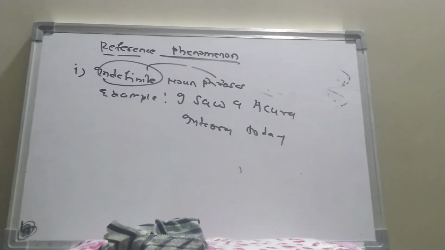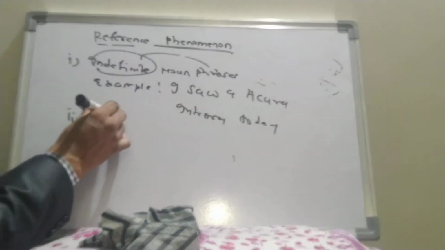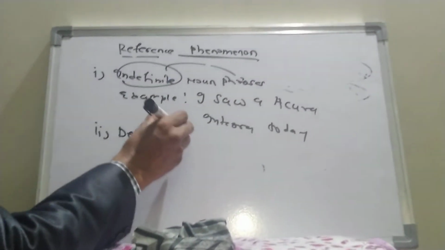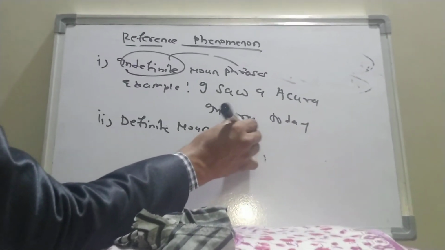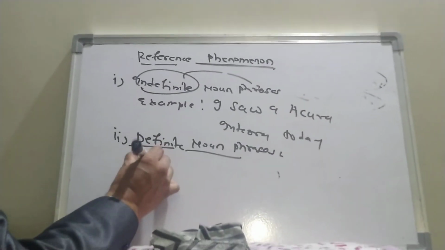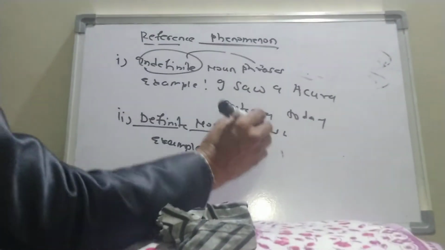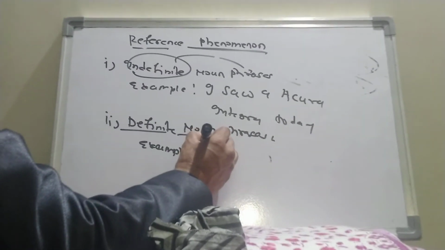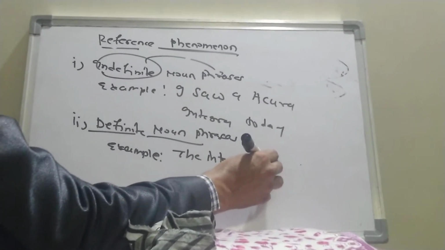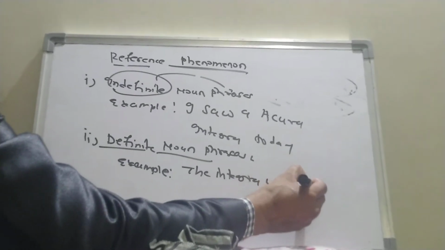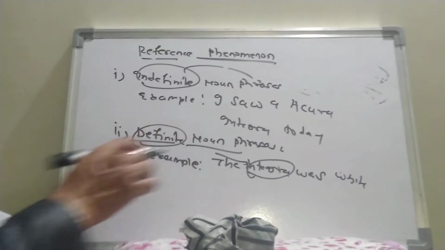Second is definite noun phrases. The example is "The Integra was white." So this is a definite noun phrase.